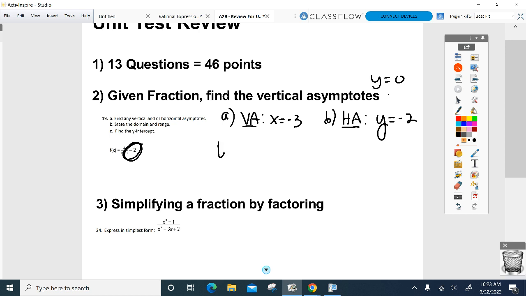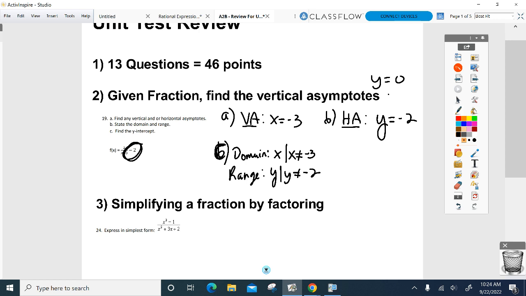All right, next, domain and range. Hey, once we have these two, domain and range, we should be pumping those out now. Domain, x such that, what's the domain related to? Which asymptote? Vertical, so x cannot equal -3. Range, associated with the horizontal, y such that y cannot equal -2. I don't know why I put b there twice, but.